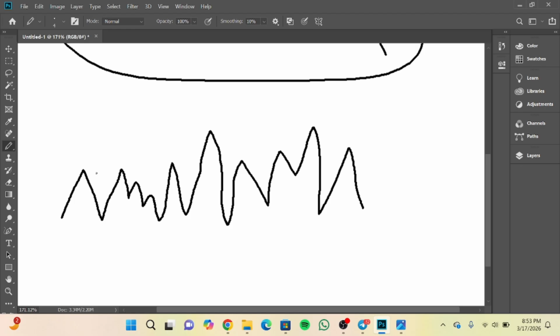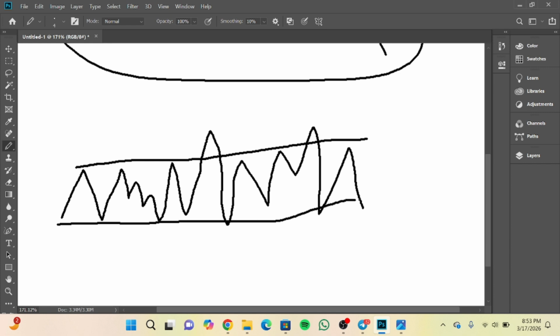Okay. So this is what a ranging market will look like. A ranging market will just not really go in a particular direction. It will just keep going up and down, going sideways, and not really making any series of higher highs or lower highs or all of those things that have to do with the trend. So this is what a choppy market would actually look like.